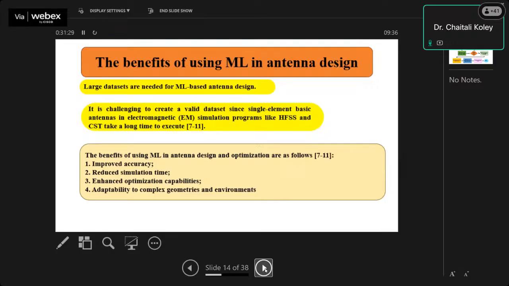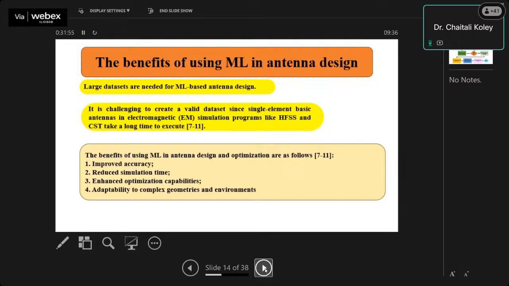So it is quite challenging to create a valid data set, since, as we know, a single-element basic antenna in an electromagnetic simulation program like HFSS or CST takes a long time to execute. So first of all, we need a huge data set to get proper optimization. Doing all of this is one of the challenging works.